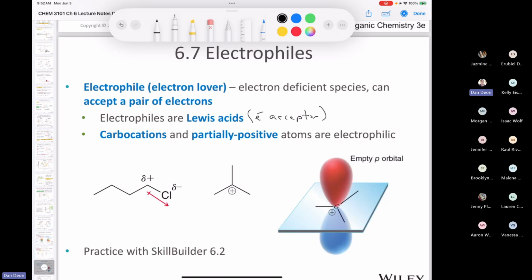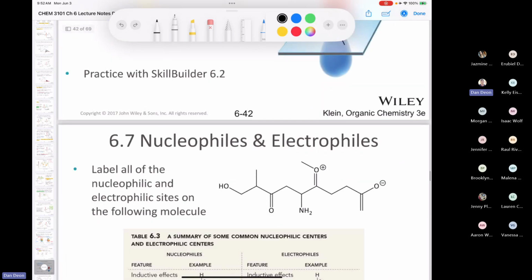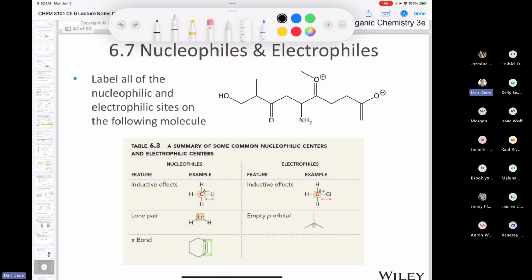So if you take a look at the compound on the left, that's 1-chlorobutane. You can see the dipole here, which renders the carbon partially positive. So that's an electrophile. And then if you look at a carbocation, well, you know that a carbocation is sp2 hybridized. And so it's got an empty p orbital, right? And it's got a positive charge on the carbon. And so it's seeking electrons as well. So electrophile and nucleophile.